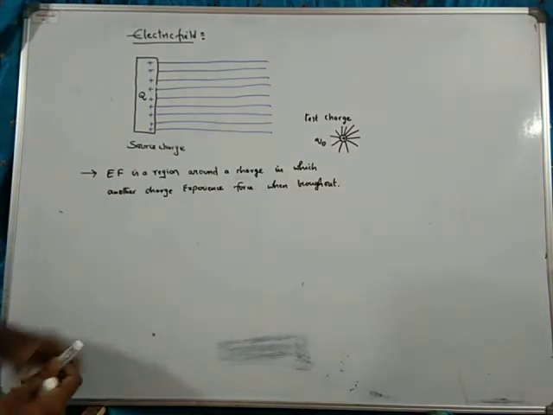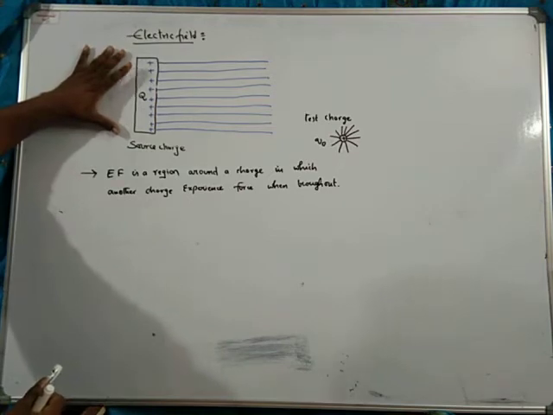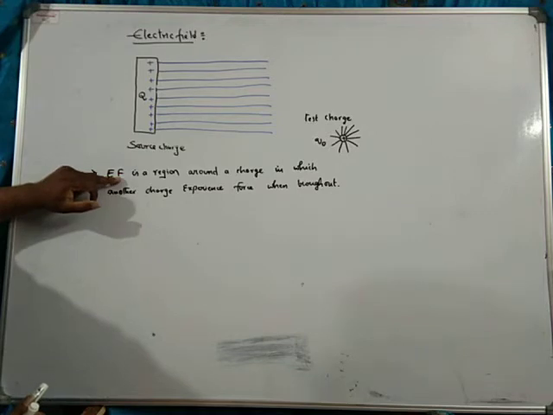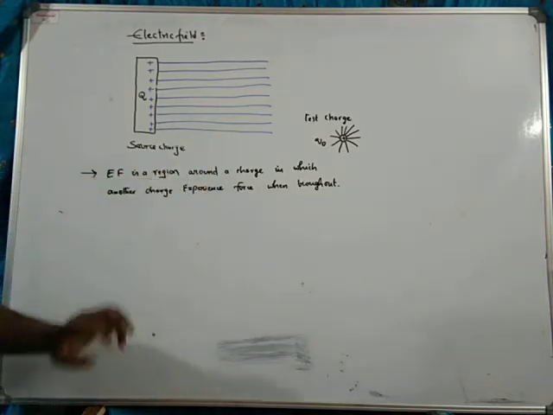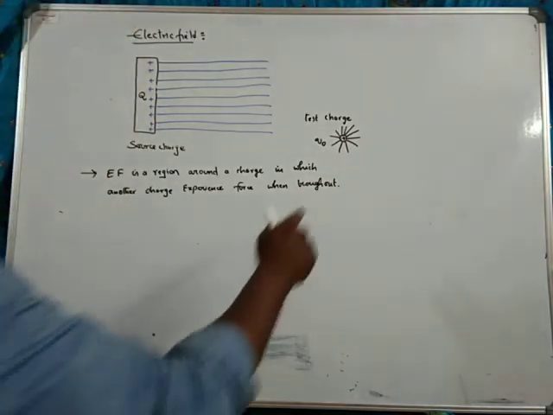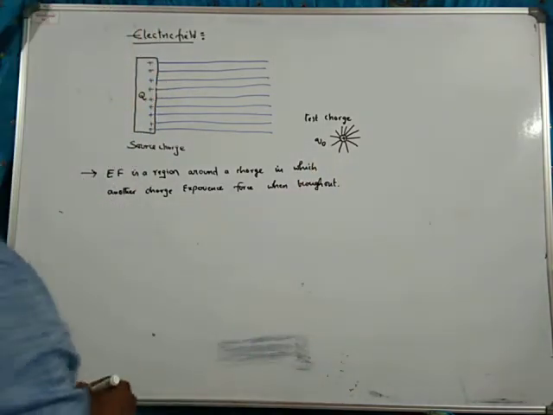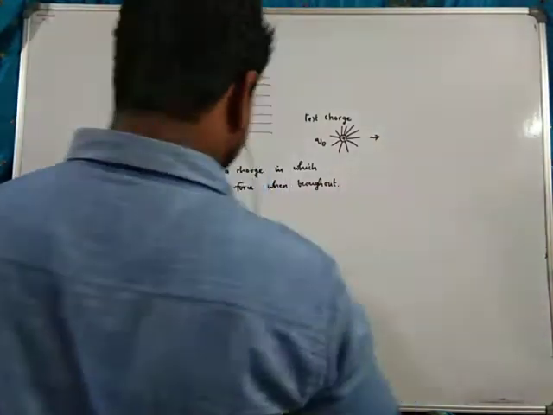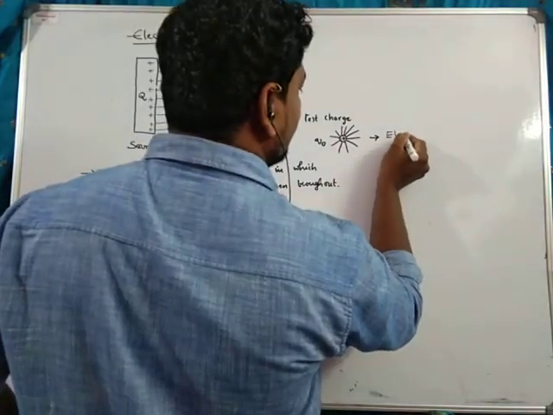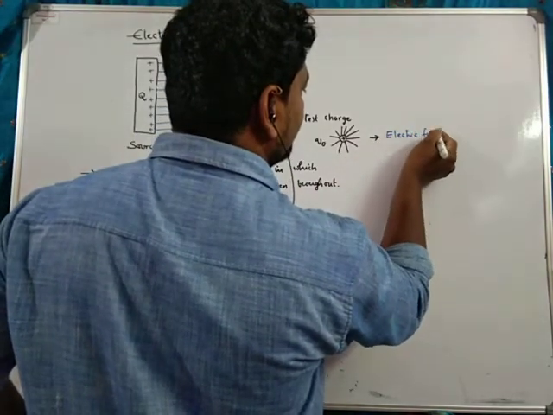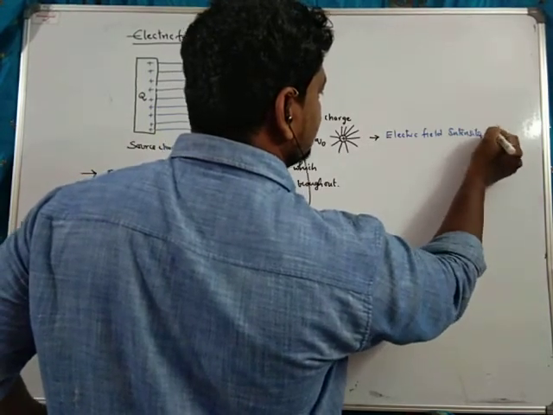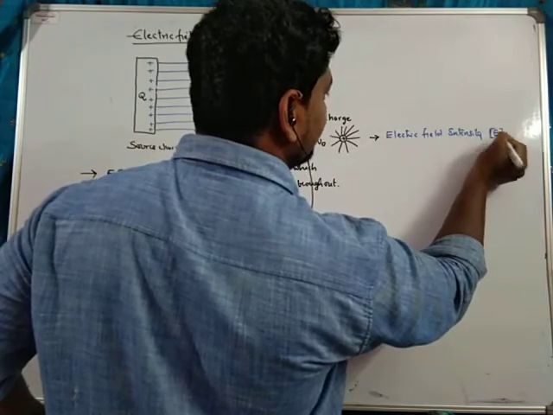Okay. So initially we consider a source charge. It was radiating some field lines. So whenever we consider a field, it is a region around a charge, and around a charge it radiates in all directions. Here we consider one test charge. So the test charge means here we have an intensity, the electric field intensity. It is denoted with E.